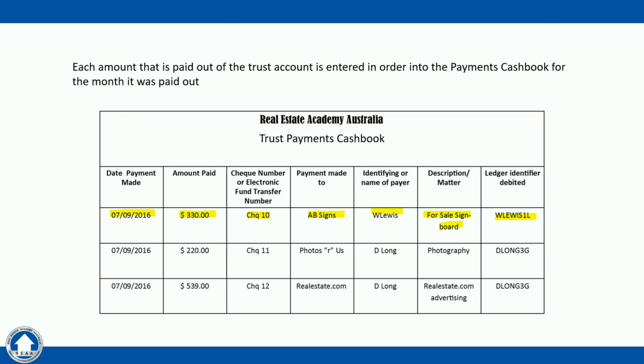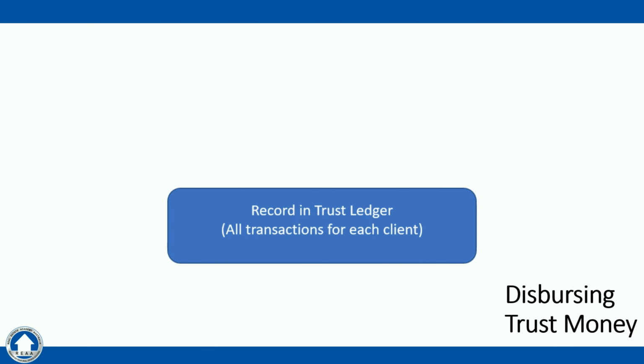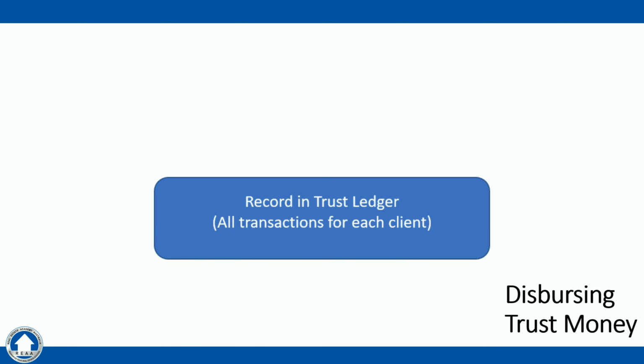So you can see that each of these is in order, with how much and the check numbers, so that we have a paper trail that's going to correspond with all of these amounts that have been paid out of the trust account. These payment transactions that are being disbursed from the trust account are going to be recorded in the trust ledger for each client.